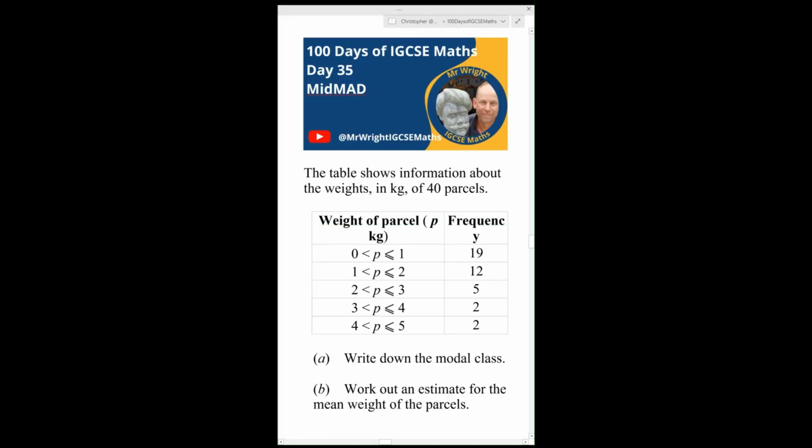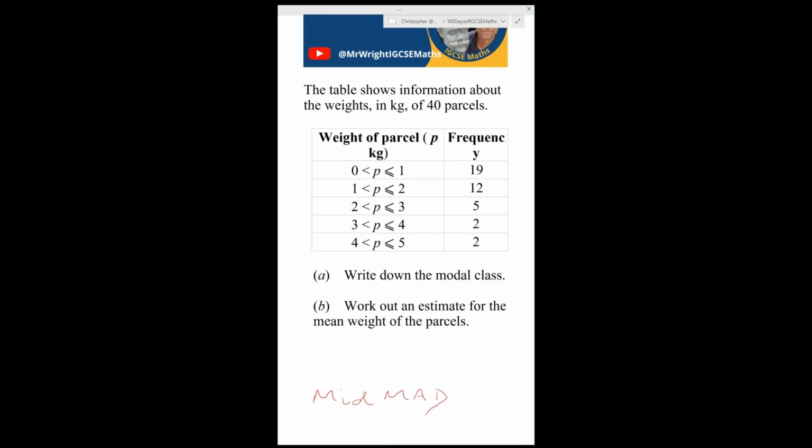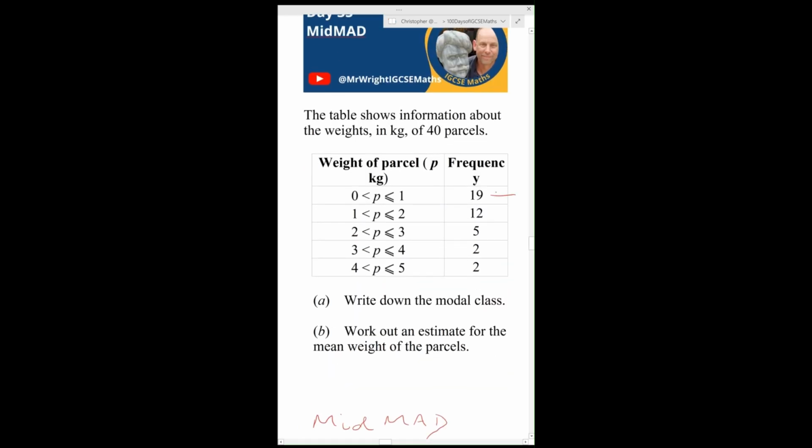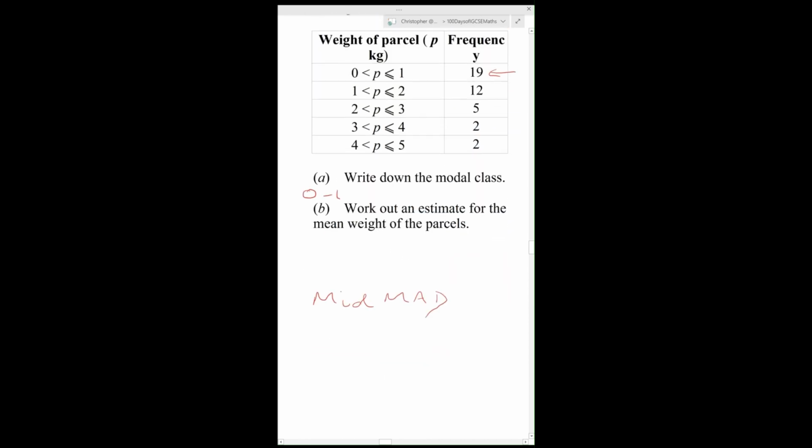Day 35. Now's your chance to pause. Okay, I need to write down the modal class, the most common class. Well, that is the class from 0 to 1 because that has more parcels in it than any other. Right, an estimate for the mean weight. I'm going to mid-mult-add-divide. Find the midpoint, multiply, add, divide. Here are the midpoints: 0.5, 1.5, 2.5, 3.5, 4.5.